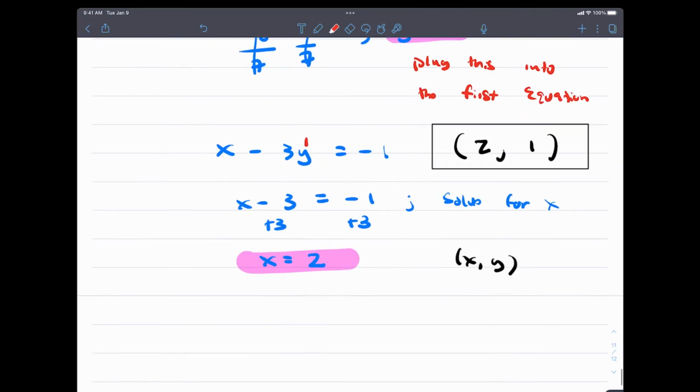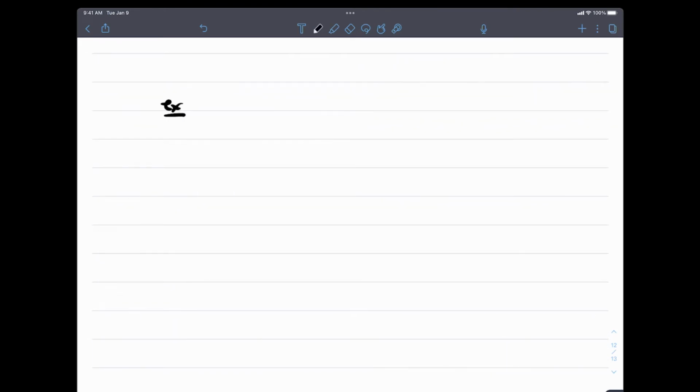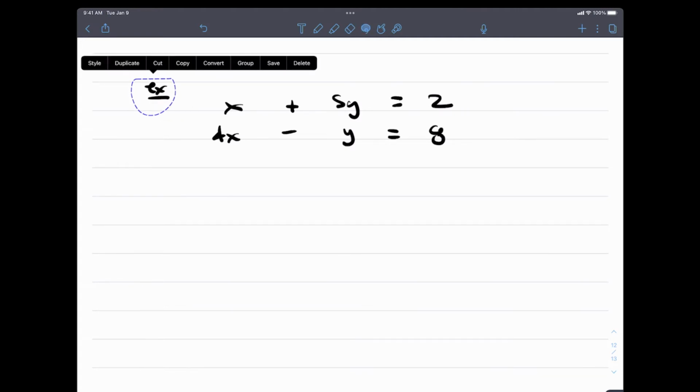Now you might say, well, let's see another. You guys want to see another one? Because you can't just see one. They can give you x plus 5y equals 2, 4x minus y equals 8, ladies and gentlemen. We're going to solve the system. Anybody remember what the first step is? What's your first step?